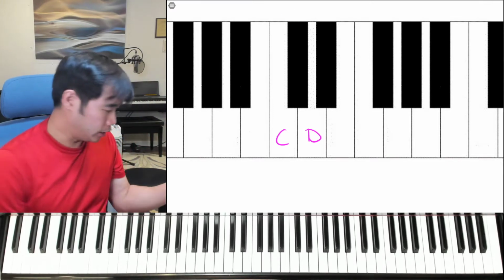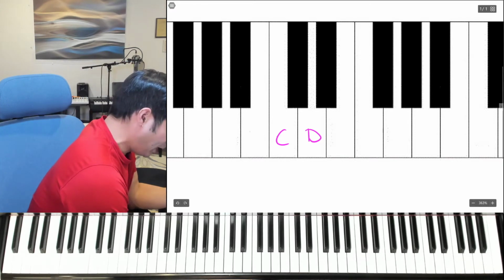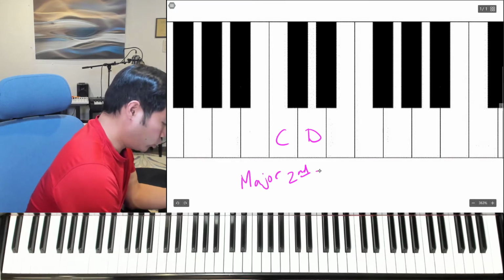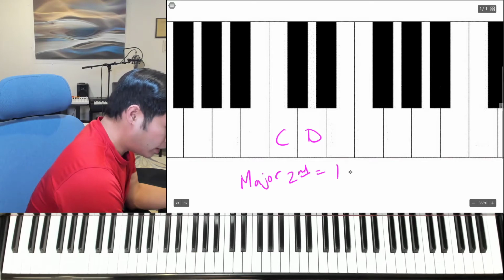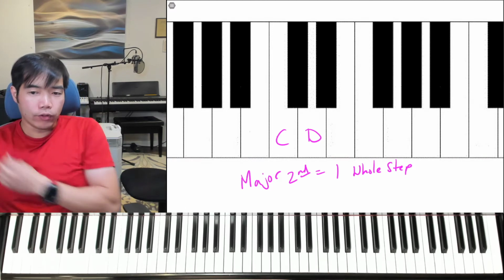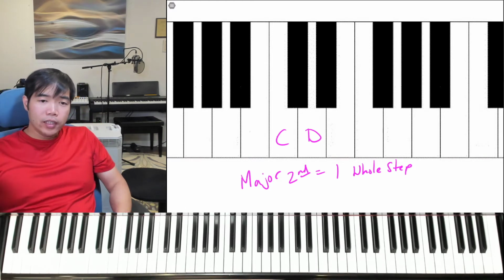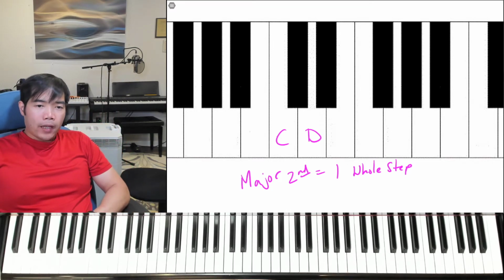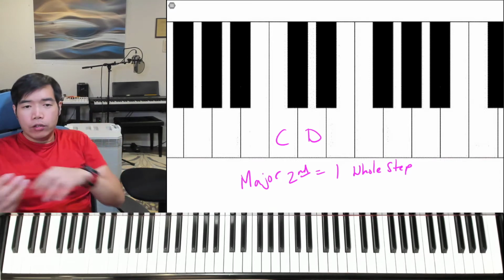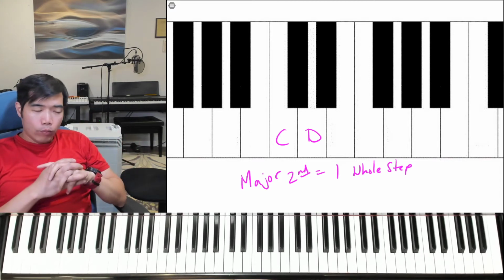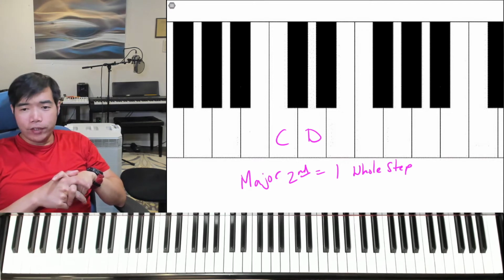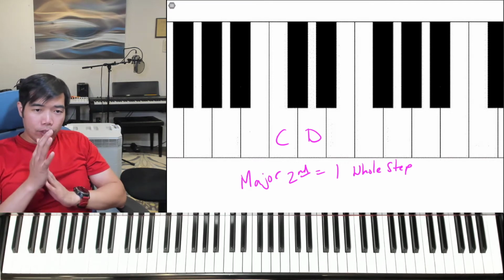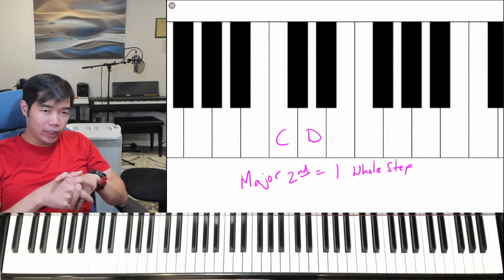Anytime you have a second that is 2 half steps apart, okay, this is a major second. So a major second is 2 half steps apart, which is 1 whole step. A major second interval is always 1 whole step apart. It's called a major second because it exists in the major scale, and also it tends to sound more major as opposed to minor, which sounds sadder. In this case, minor seconds sound very dissonant, or they don't sound very pleasant to the ear, typically speaking.